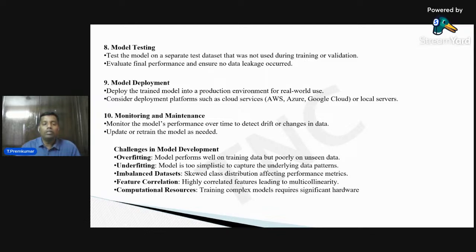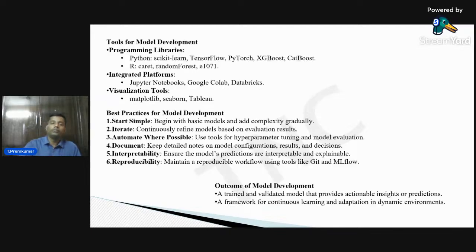The challenges in the case of model development are overfitting, underfitting, imbalanced datasets, feature correlations, and also computational resources. These are the places where we can find challenges in model development. The tools used in model development are programming libraries, that is Python as well as the R language.